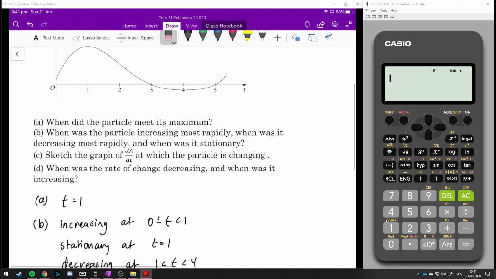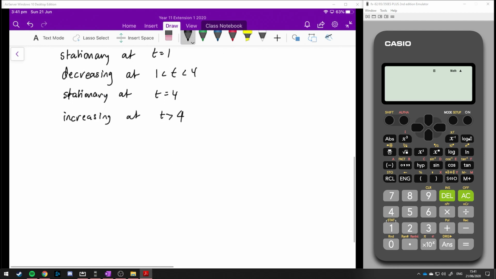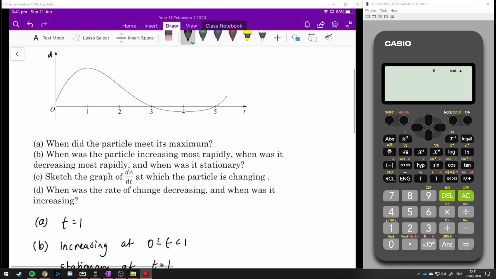All right, sketch the graph of dA/dt at which the particle is changing. So basically, we're going to be graphing what the derivative looks like in this case. I'm going to start off by making up a Cartesian plane like this. We're going to look at all the individual points and try to estimate what we expect the gradient of the tangent to be at each of those individual points.